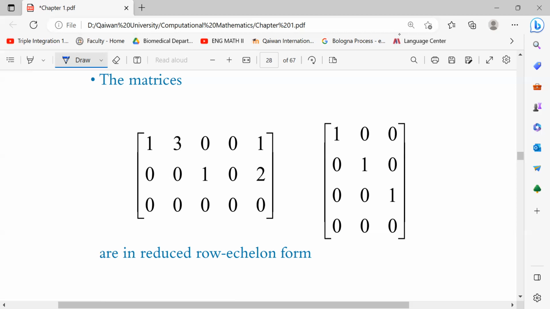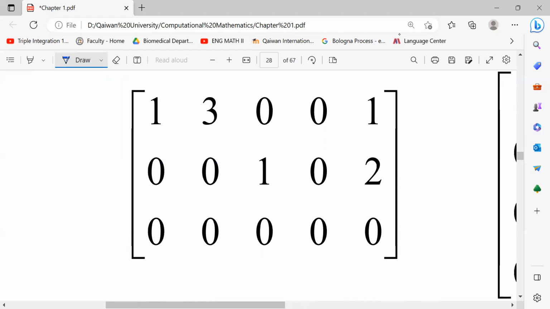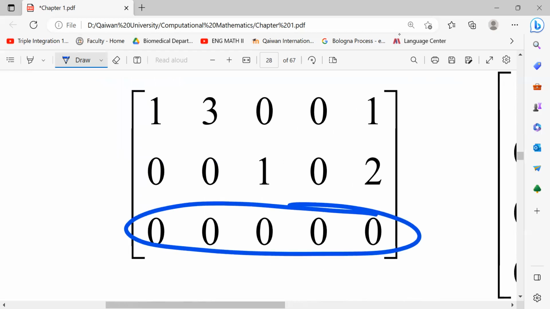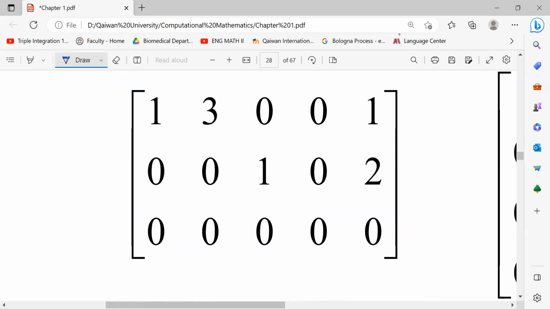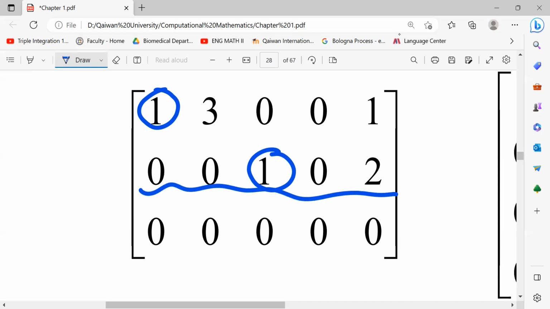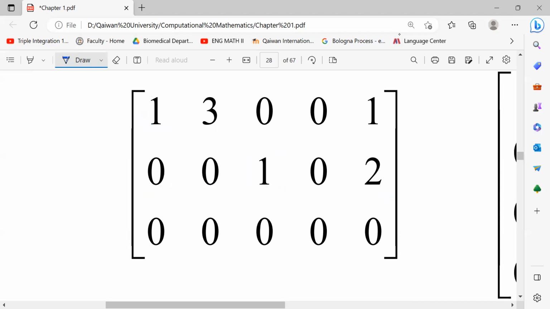First, if we have any 0 row, it must be at the bottom. Do you have it? Yes, it's at the bottom. Then, for each 2 successive rows, the leading entry of the below one must be to the right of the above. Look, this is the leading entry. This is the leading entry. As you see, the below row's leading entry is to the right of the above. It satisfies the second. Then, each leading entry must be 1. What are the leading entries? This and this. So both are 1.